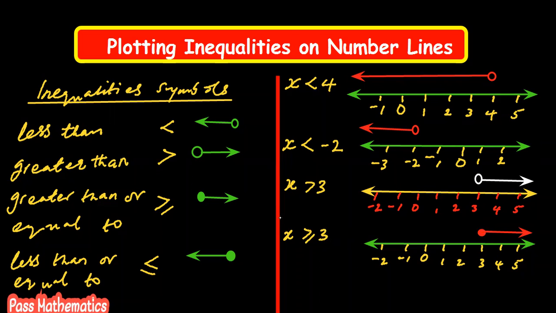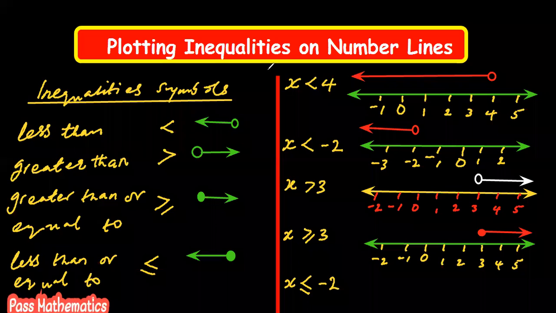Another example that we need to quickly consider, let's say we have x is less than or equal to minus 2. If we have something like this, x is less than or equal to minus 2, it's very simple. We will draw our number line again. So we draw the number line like this, and let's quickly number it.